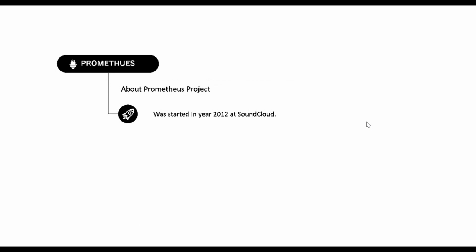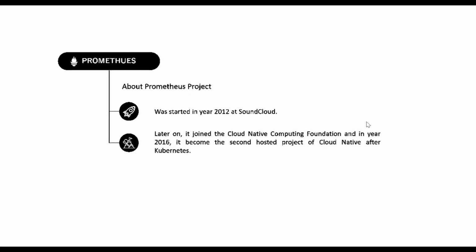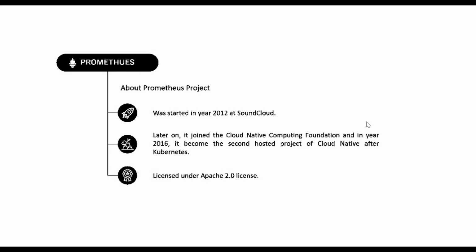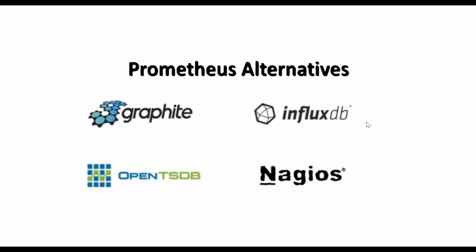About the Prometheus project: it was created in 2012 at SoundCloud. Later on, it joined the Cloud Native Computing Foundation in 2016. It became the second hosted project of the Cloud Native Computing Foundation after Kubernetes. It is licensed under the Apache 2.0 license.